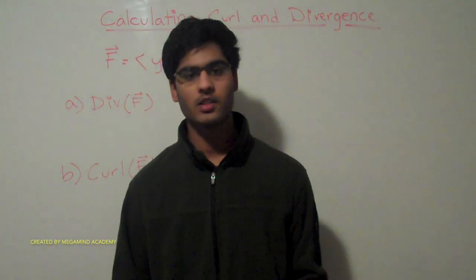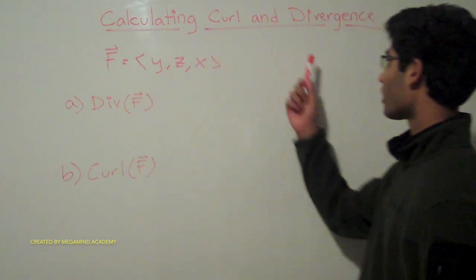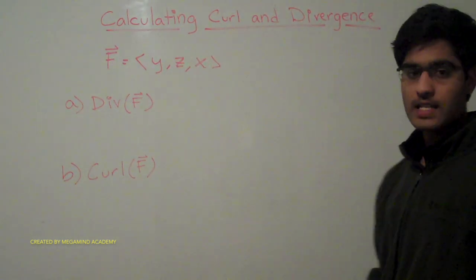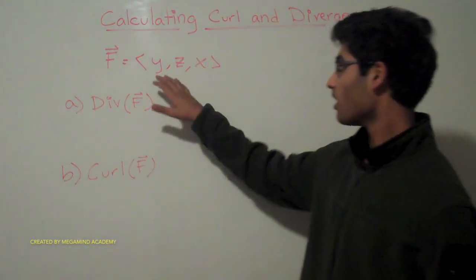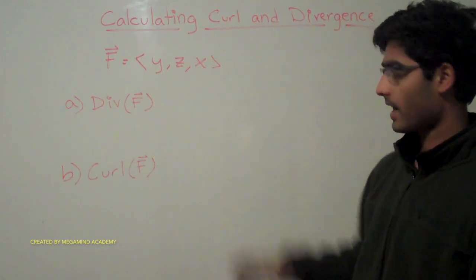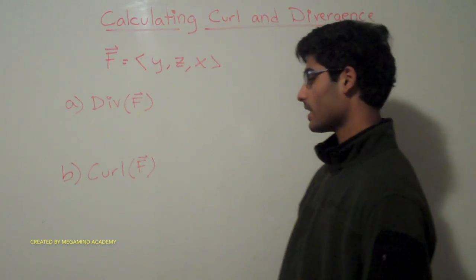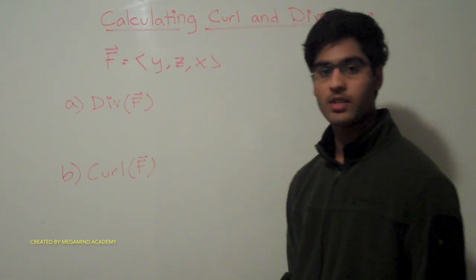Hi! Today we're going to learn about calculating curl and divergence. So let's say we have the vector field y, z, x, and we have to calculate the curl and the divergence. So how do we do this?